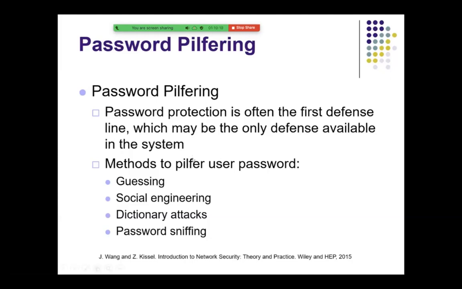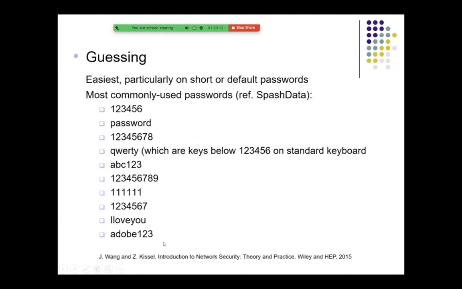But nowadays, for instance, you have other mechanisms to authenticate users. On your cell phone, you could have a retina scan, fingerprint scan, and maybe there are some others, right? So facial recognition, that kind of thing. But passwords are still the commonly used authentication mechanism. So the methods to steal or pilfer user passwords would be guessing, social engineering, dictionary attacks, and password sniffing. So we're going to look at each of these possible techniques. Guessing is the easiest way.